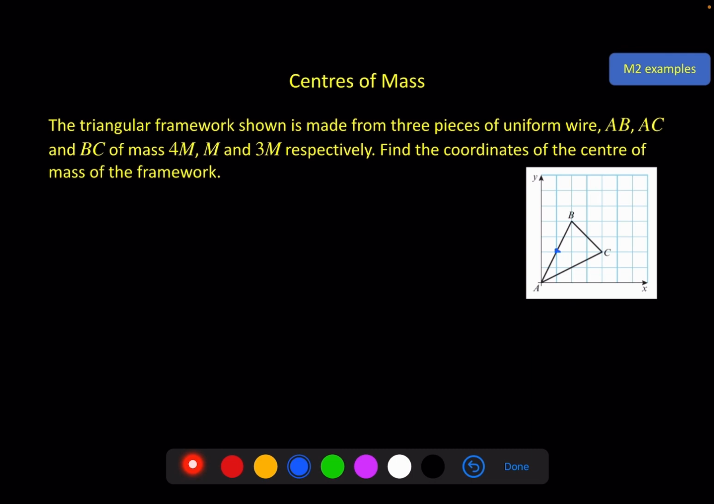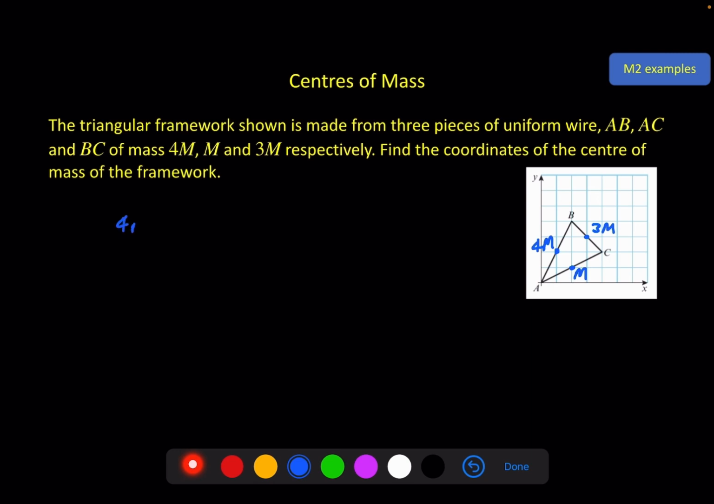We know the midpoint of this uniform rod, the midpoint of this uniform rod, the midpoint of this uniform rod, and we're being told outright the masses. We don't need to worry about relative mass. This is 4m, this is 3m, and this is m. So, as I said, effectively 3 particles on a plane.